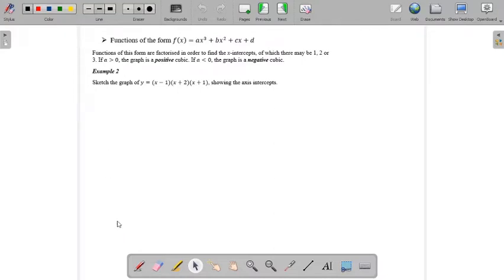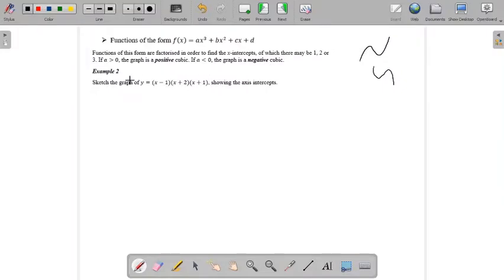Ones like this typically will look like the other type, okay, where you've got a local minimum and a local maximum, either a positive cubic or a negative cubic, okay? Now, there may be 1, 2, or 3 x-intercepts, okay? And if a is greater than 0, so we've got a positive cubic. If a is less than 0, then we've got a negative cubic, okay? All right, so in order to find the x-intercepts, then we factorize and solve by letting y equal 0 and so on.